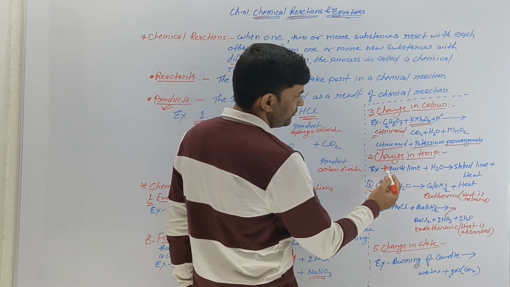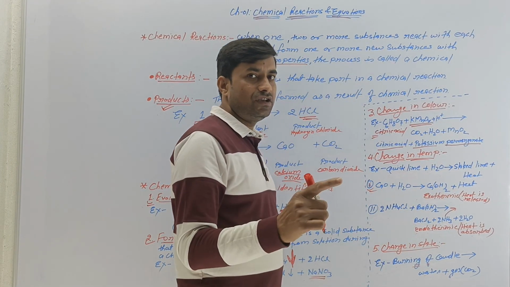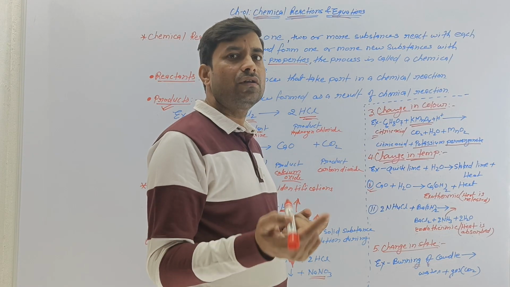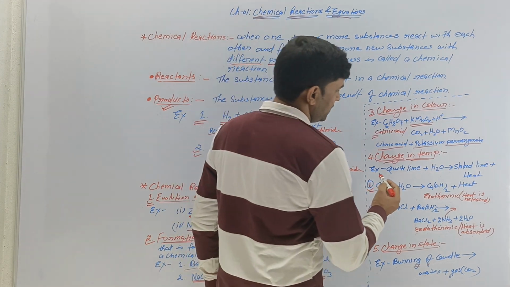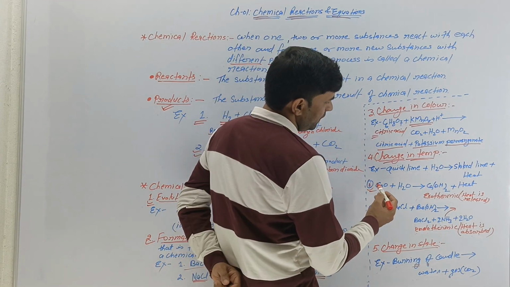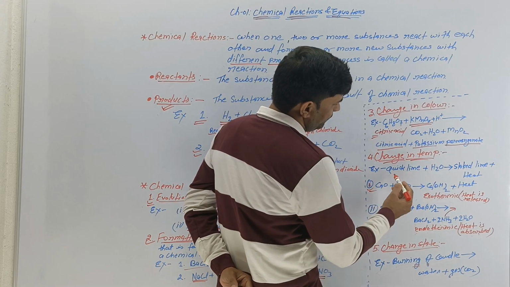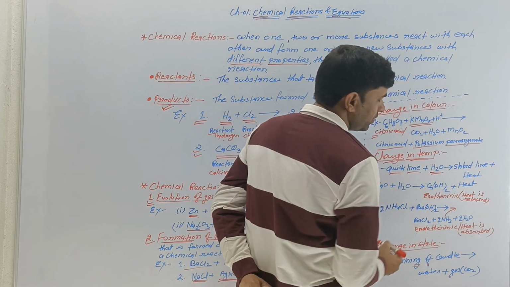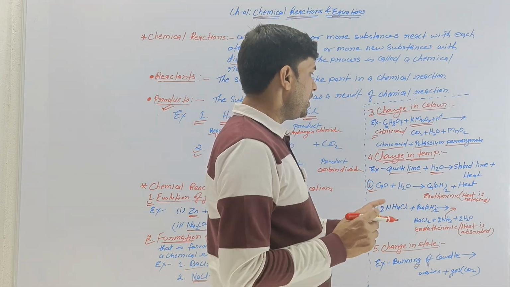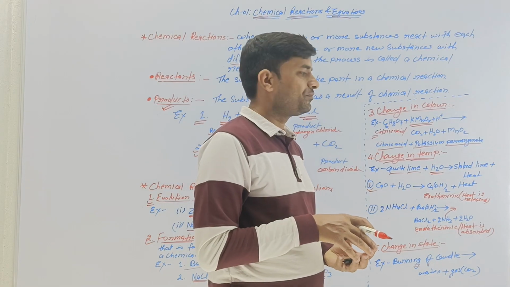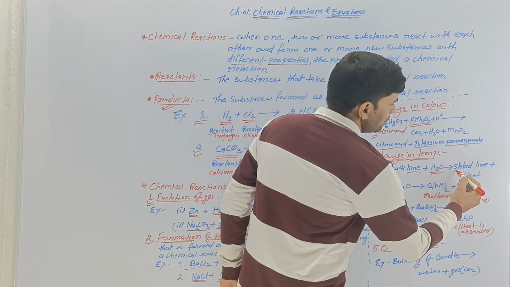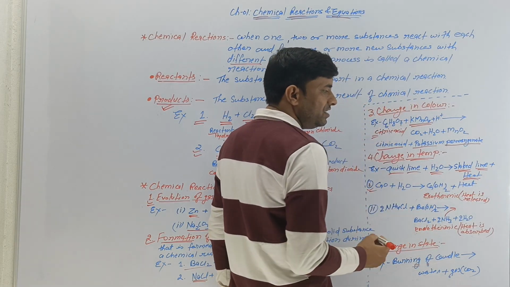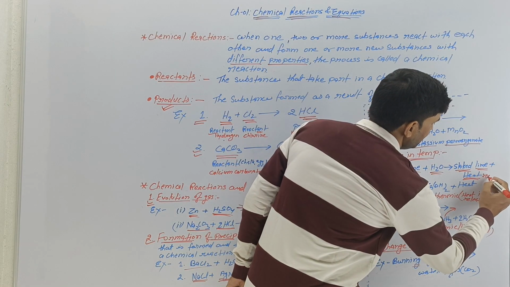Another identification is change in temperature. That means temperature can either increase or decrease. Let us understand change in temperature from this example. When quicklime comes in contact with water, or we can say when we pour water on quicklime, it will change into slaked lime, and heat is released.